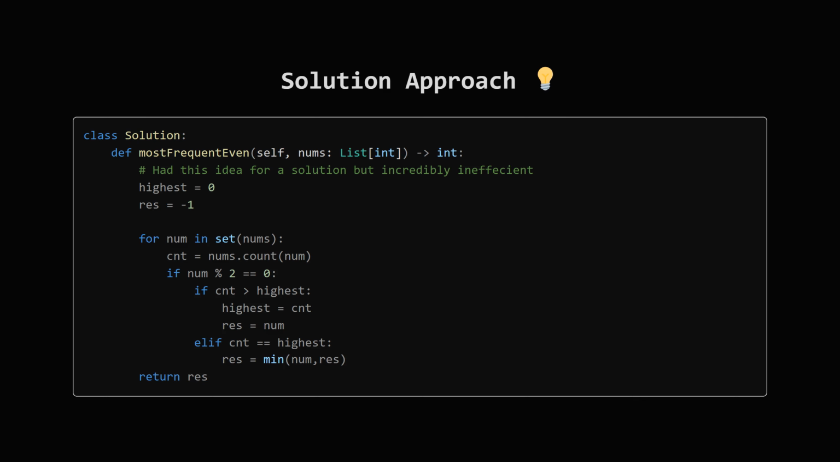Here's my solution. I iterate through the unique numbers in the input list. For each number, I count how many times it appears. If the number is even, I check if its count is higher than the current highest count. If it is, I update the highest count and the result, res, to the current number. If the count is the same as the highest, I update res with the minimum of the current number and the current res. The time complexity is O(n)², which is not optimal, as the count function within the loop is O(n), and it's within a loop of O(n) unique numbers.